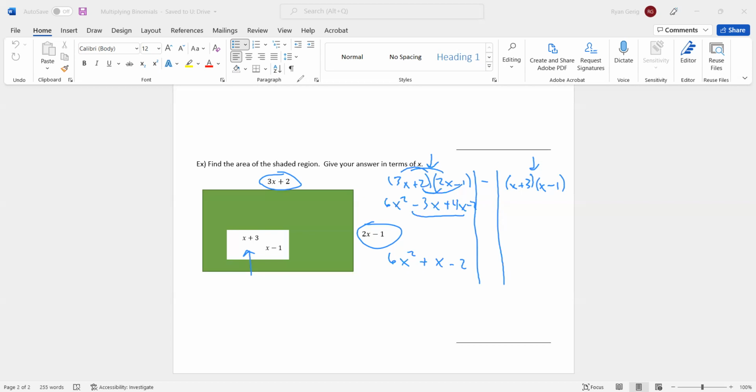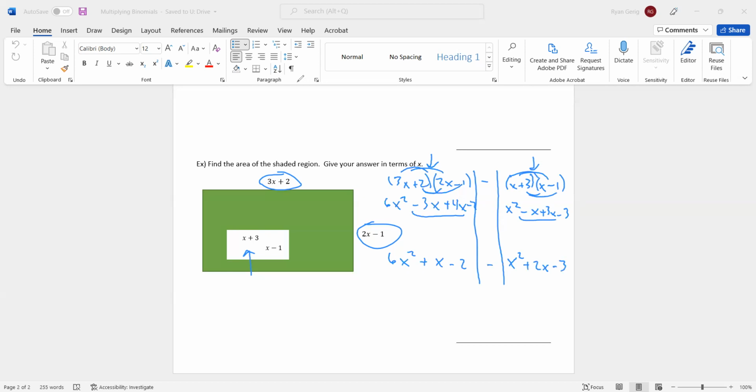Now the area of the white rectangle. X times x is x squared. X times -1 is -x. 3 times x is 3x. And then 3 times -1 is -3. Combine the middle terms, I get x squared, -x plus 3x is 2x, minus 3.